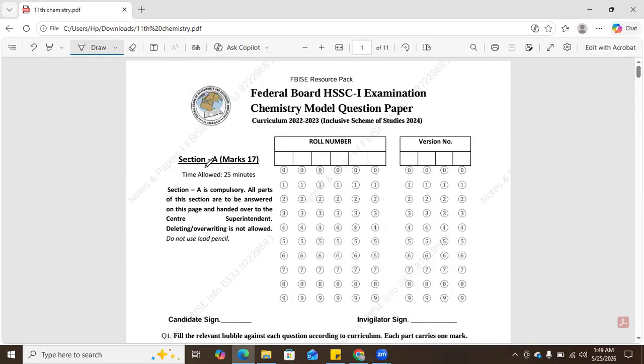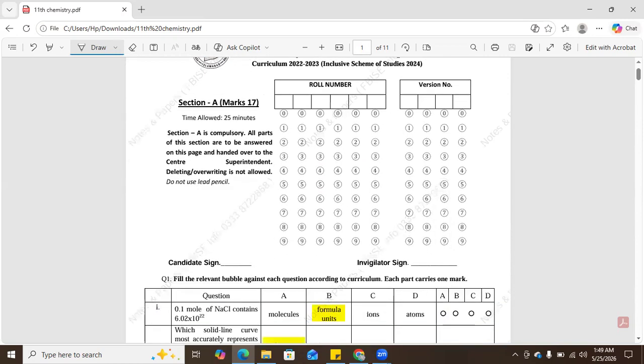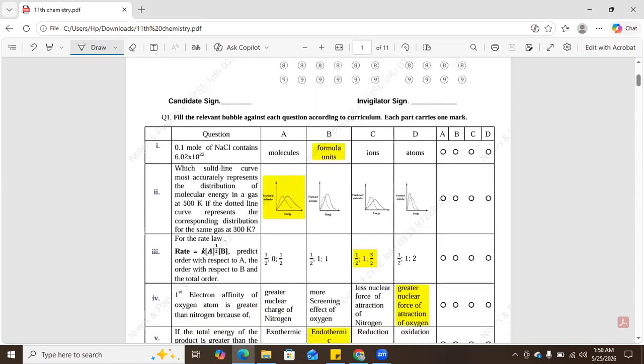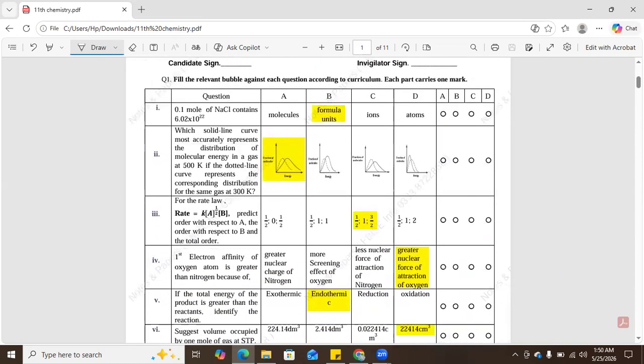As you can see here in section A of the model paper, total marks are 17. You will have 17 multiple choice questions. Let's go through the most important ones here. 0.1 mole of NaCl contains 6.02 into 10 raised to power 22. This is B, the correct answer, formula units.